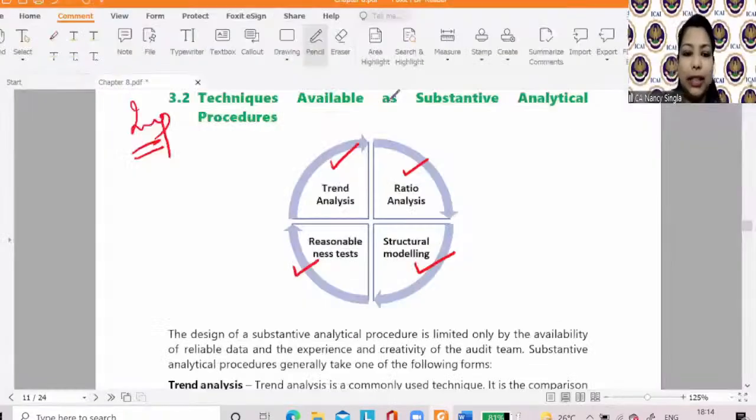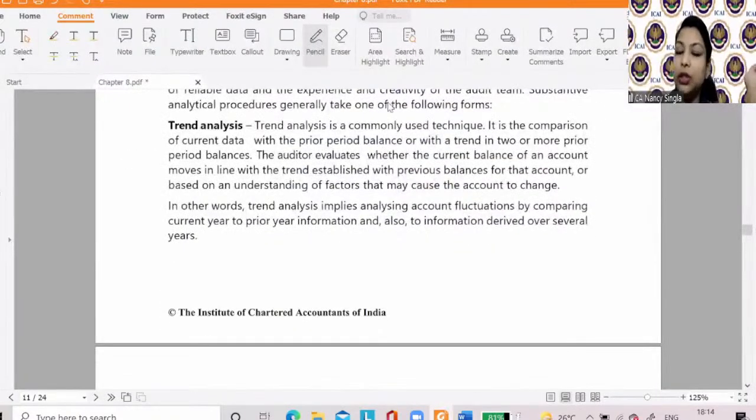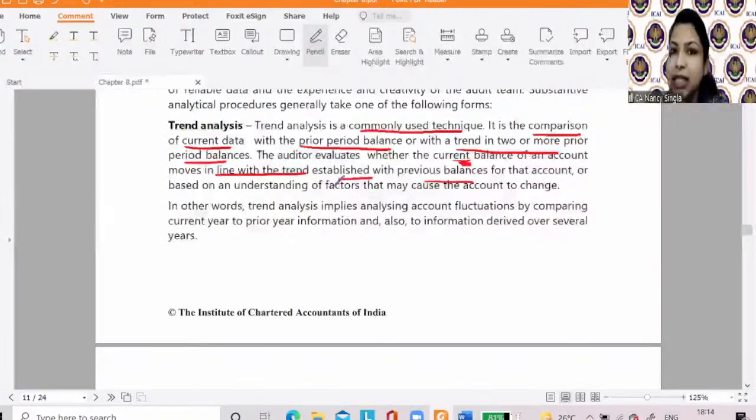Very simple. Let us have a look from the module. It is a commonly used technique. I'll be marking the keywords here, so it will help you in understanding how to learn. What happens here is comparison of the current data with the prior period balance, or with the trend in 2 or more prior period balances. The auditor is evaluating whether the current balance of an account is in line with the trend established in the previous balances. If there is any change, does the auditor ignore it? No. He will be understanding the factors that may cause the change.